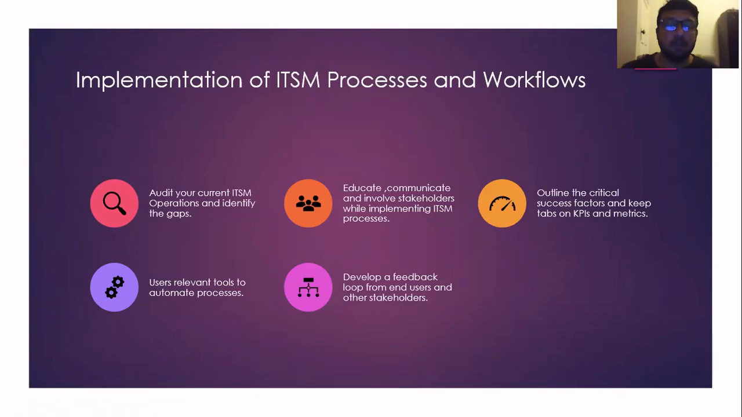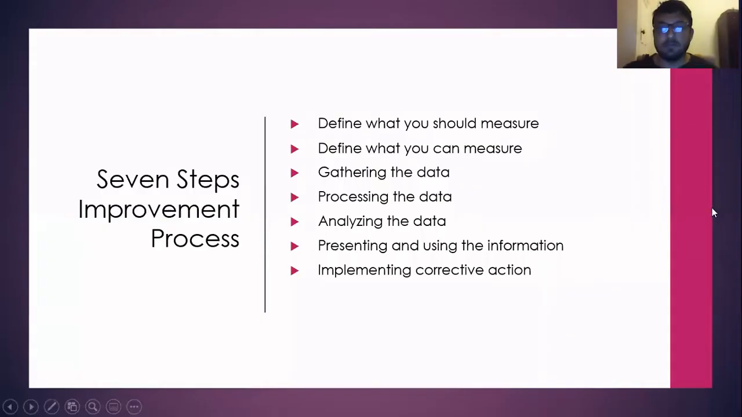First of all, here the implementation of the ITSM process on workflow actually depends on five steps. Audit your current ITSM operation and identify the gaps, and educate, communicate, and involve the stakeholders while implementing the ITSM process, and outline the critical success factors and keep tabs on KPIs and metrics. Use relevant tools to automate processes and develop a feedback loop from end users and other stakeholders.